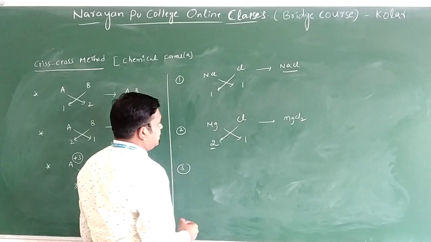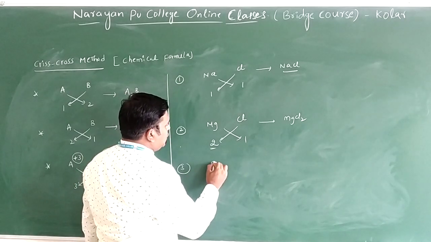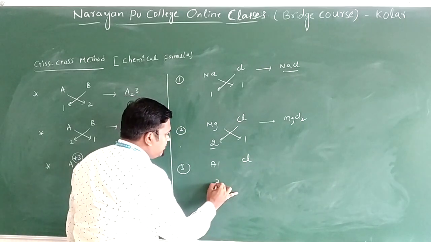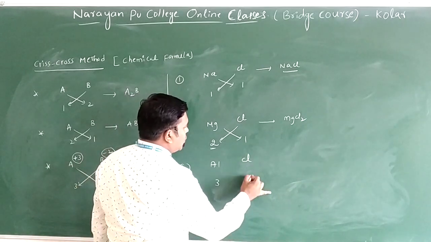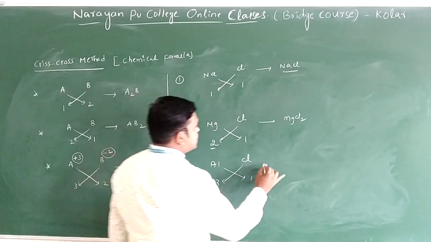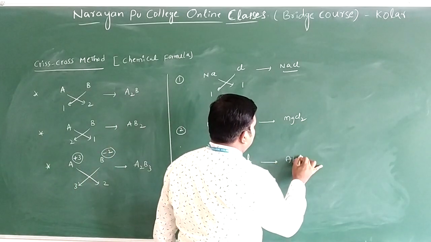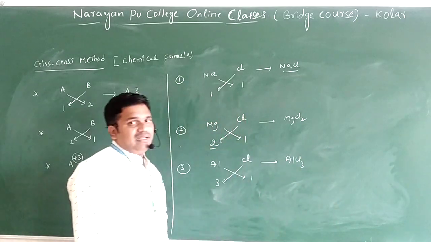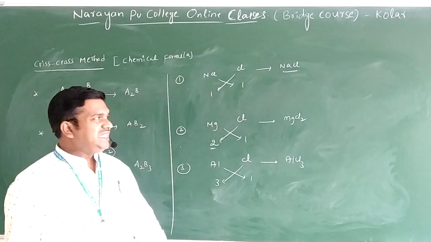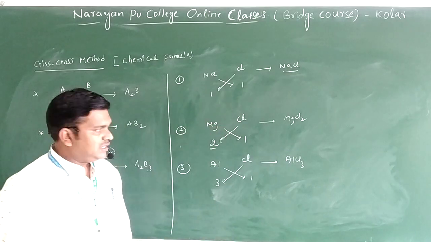Third one, I'm taking one example here: aluminium and chlorine. Aluminium is the third group element, its valency is 3. Chlorine is the seventh group element, its valency is 1. Then you can do this cross multiplication. Then what you will get here? AlCl3. So here I am taking only the valences of the elements.